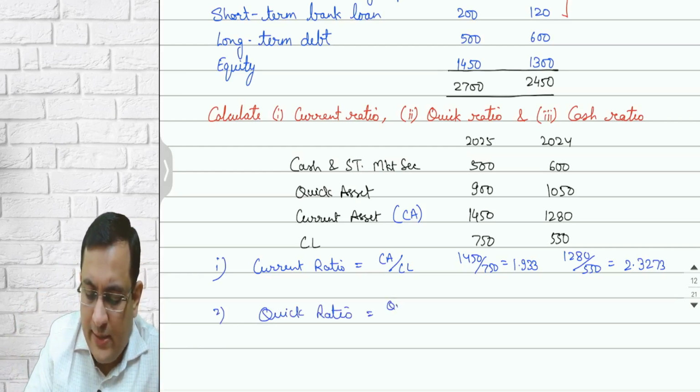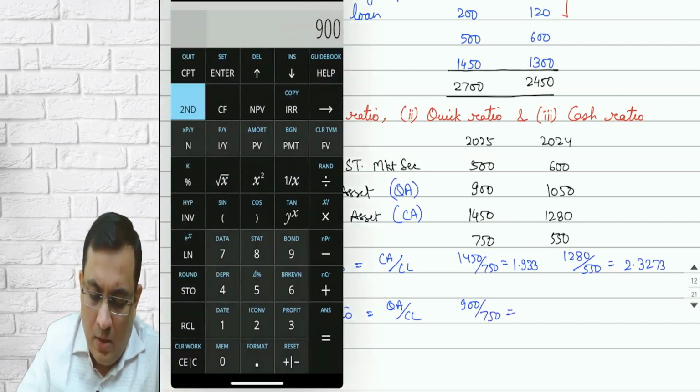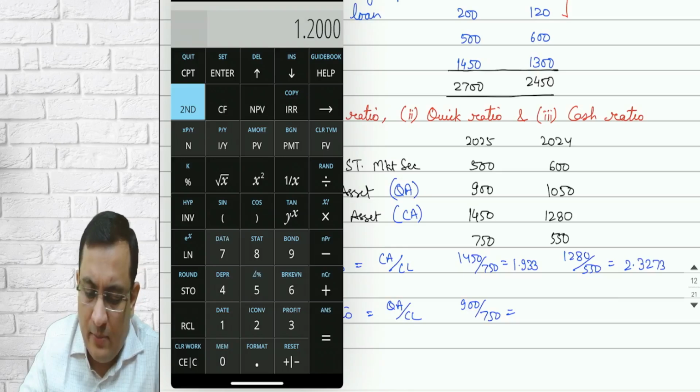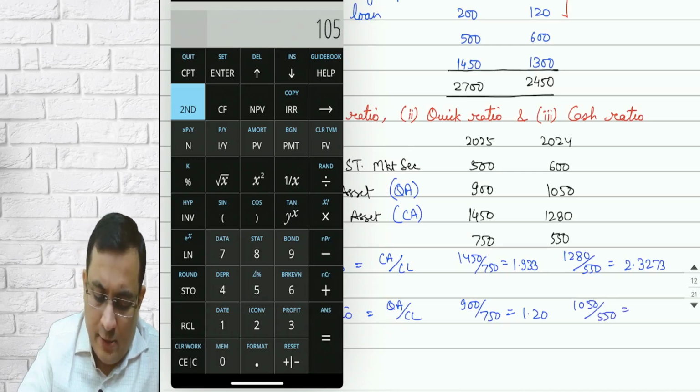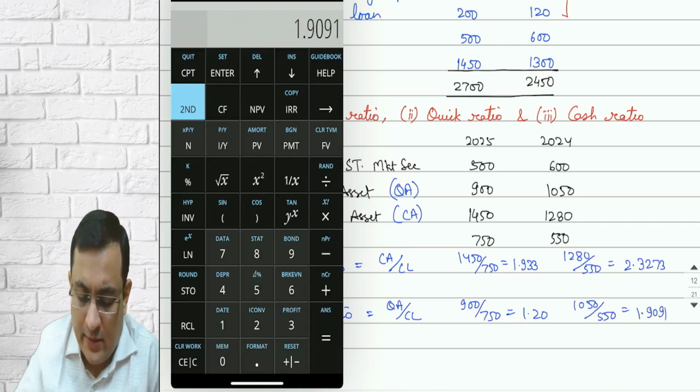Next one is your quick ratio. This is your quick assets upon current liability. 900 over 750, it's a more conservative ratio. 900 divided by 750, 1.20, whereas here it is 1050 upon 550. So again, it is reducing year on year.